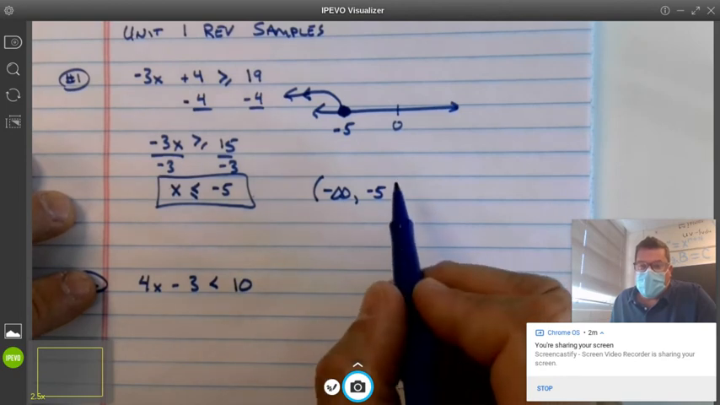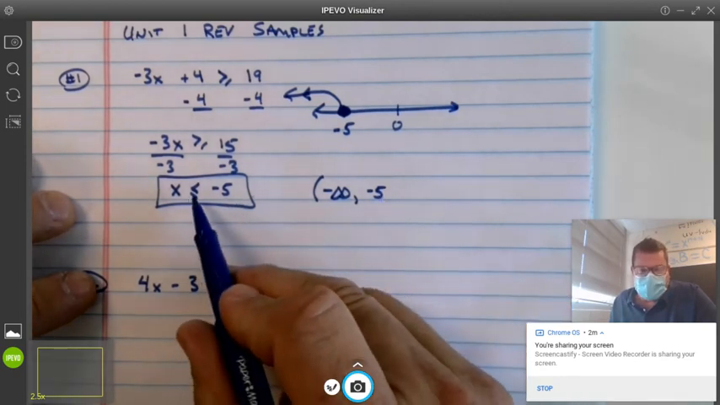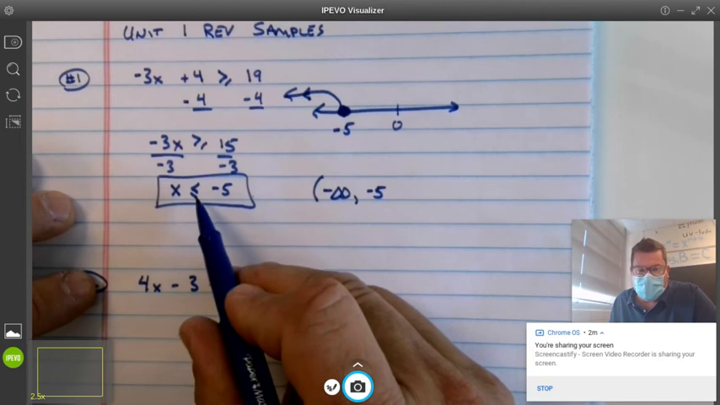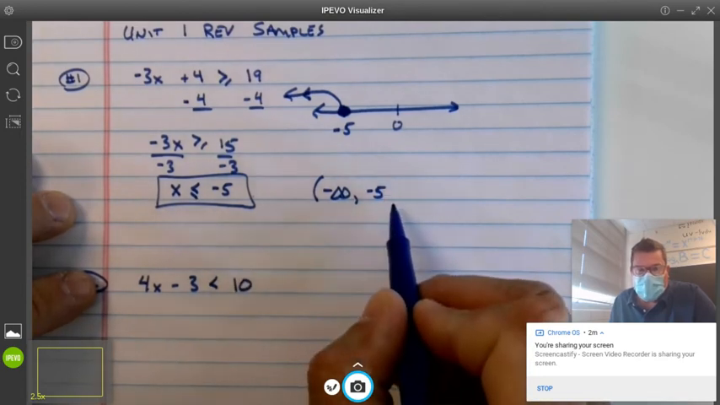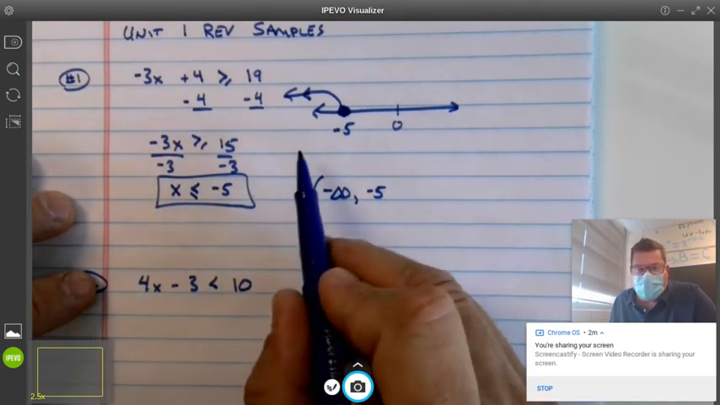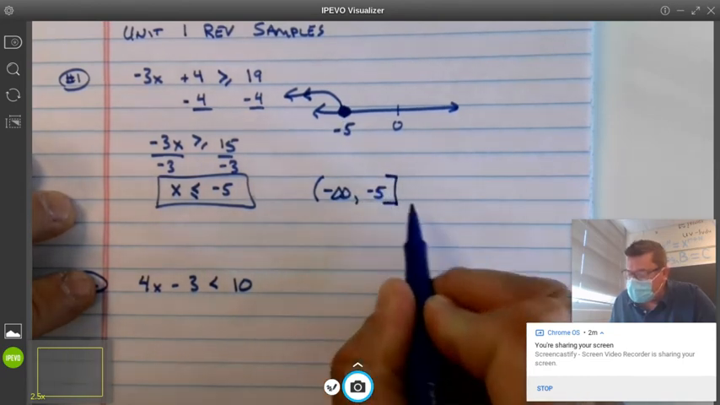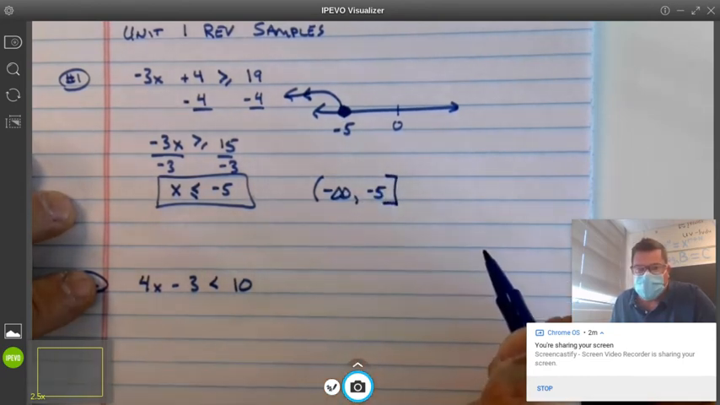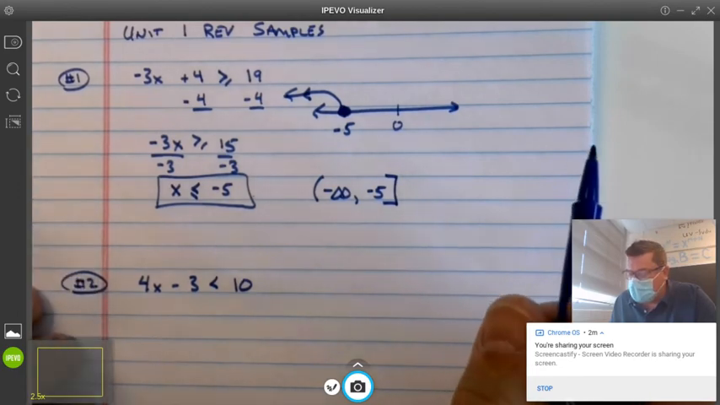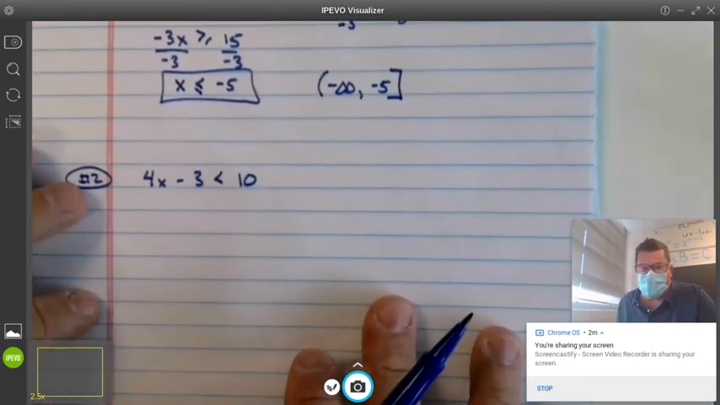Now, if it was just strictly less than without this bar, we would parenthesize it. But since the bar is there and we can include -5, we use brackets to show that we can include -5. Let's take a look at another sample just like it.